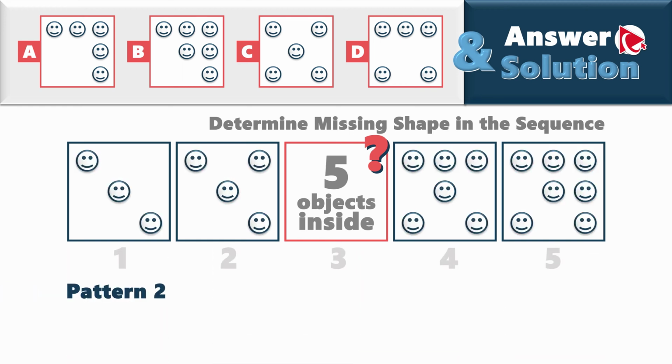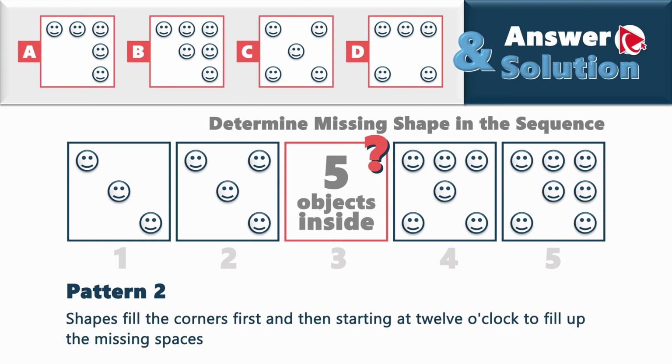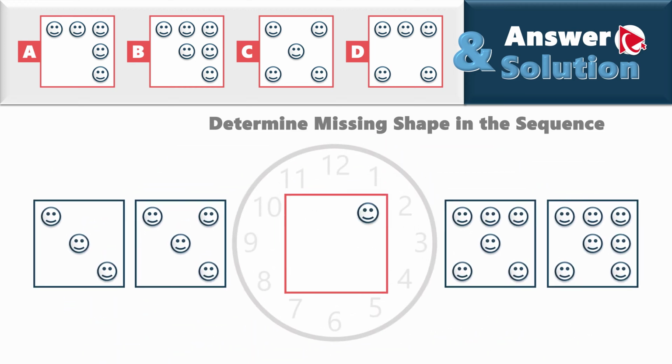And the second pattern is that shapes fill the corners first, and then starting at 12 o'clock, they fill up the missing spaces. Let's look at the example. As you can see, in shape 3, the missing smiley face would be at 7 o'clock. Then in shape 4, the new shape shows up at 12 o'clock. Then the next one in shape 5 would be at 3 o'clock.